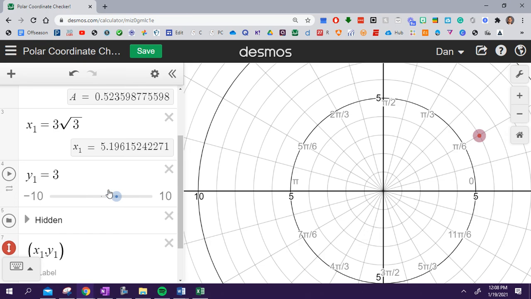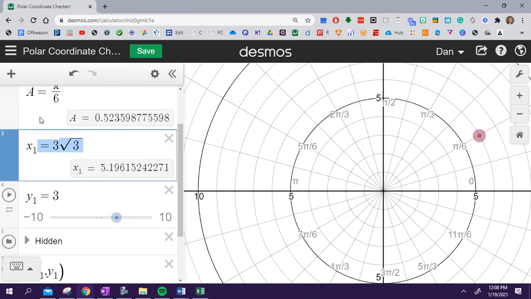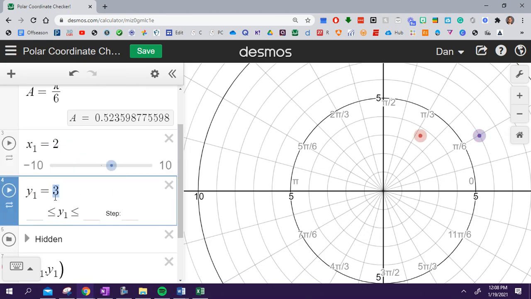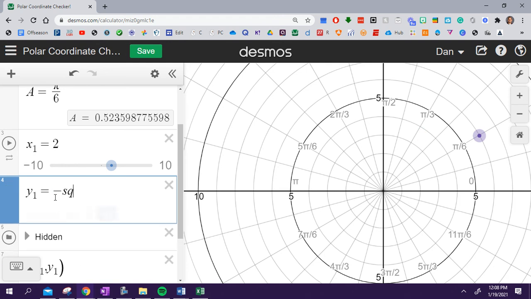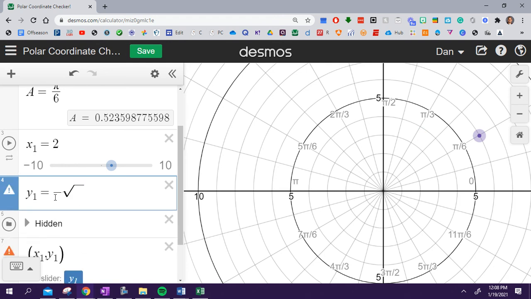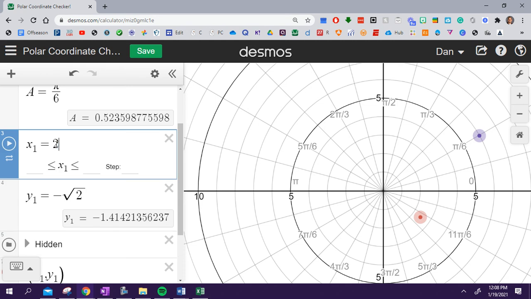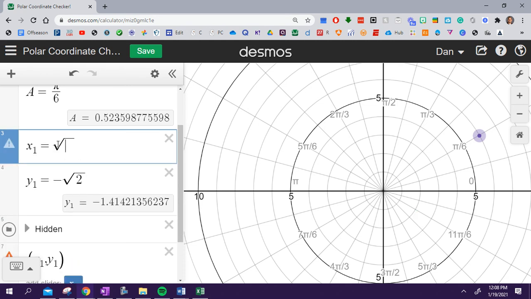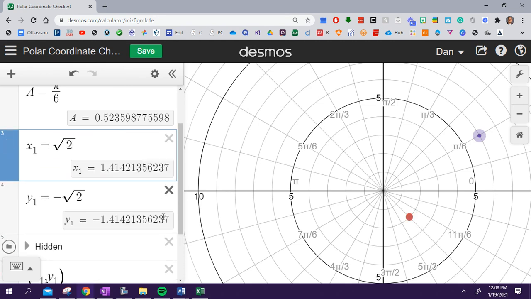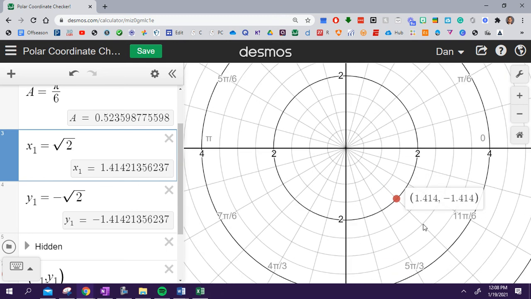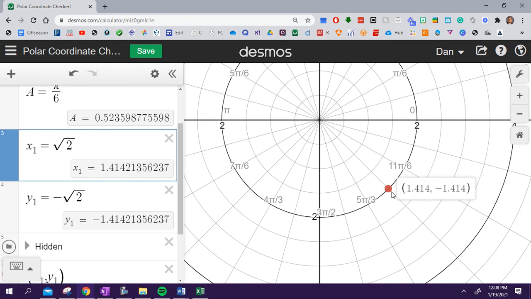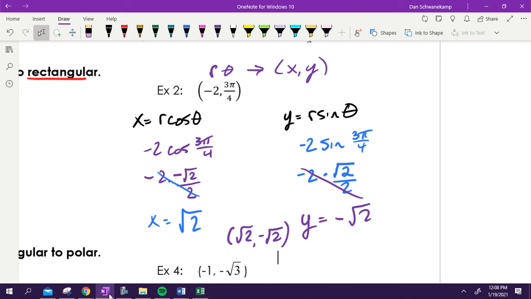Okay, if I went here to Desmos and I graphed my x value of 2 and my y value of negative square root of 2. I graphed this wrong. Square root of 2. Boom, it gets me a dot right here. Guess where that dot is? It is at 7 pi over 4 and 2. It's the same ordered pair that we started with. Okay, or negative 2 and 3 pi over 4. Same thing.